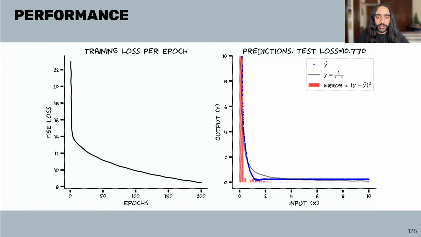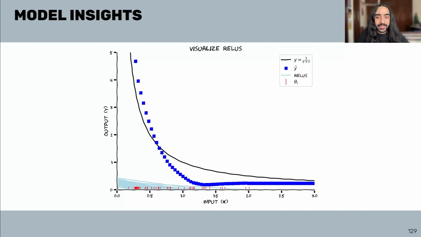To look into the model, let's visualize the ReLUs. Visualizing the thresholds and the slopes of the ReLUs, we see that a lot of them are bunched up between 0 to 1, even though the errors were the highest here. So, to quantify this, let's plot the cumulative distribution of the thresholds.